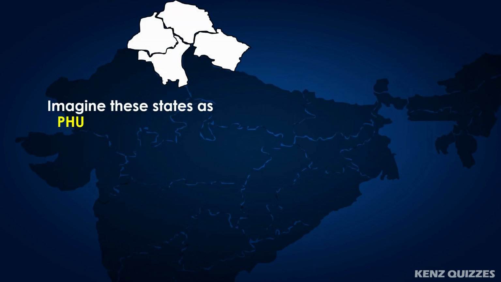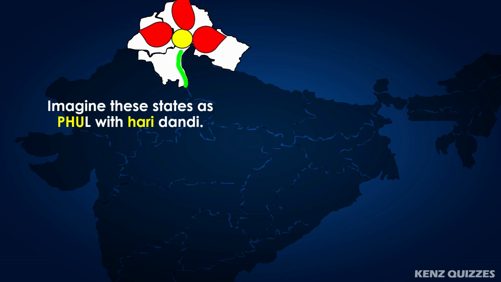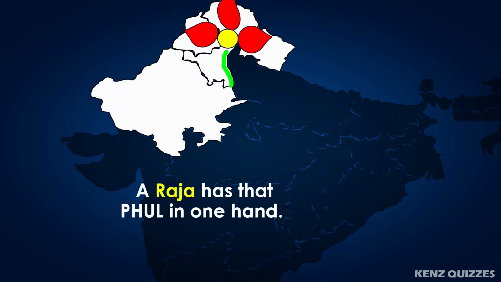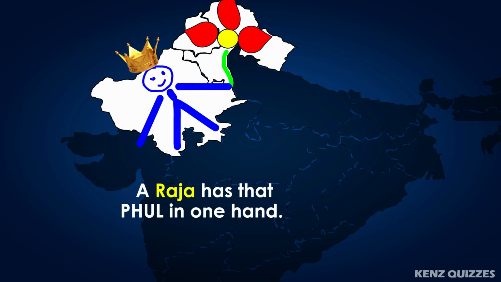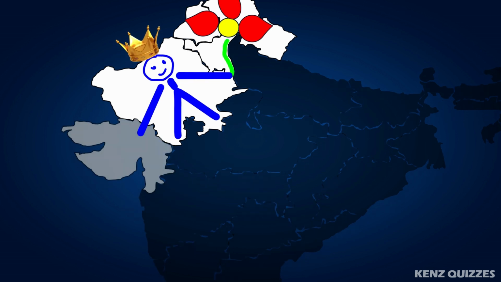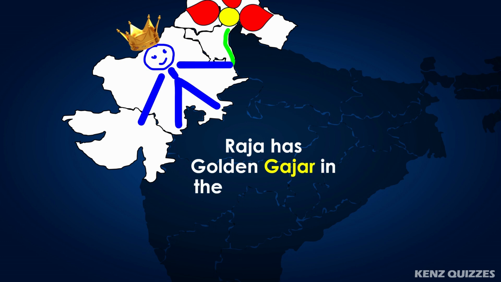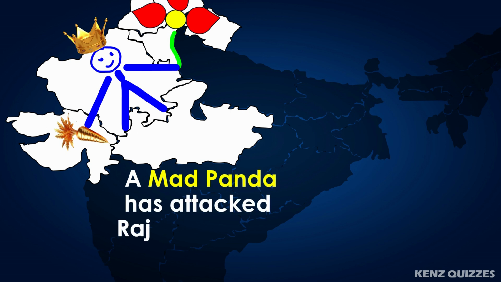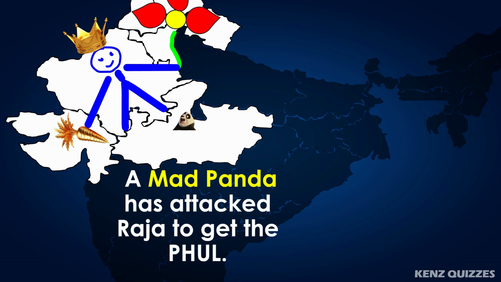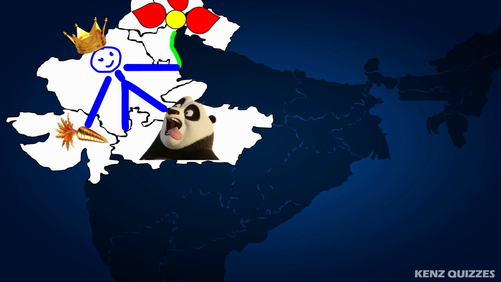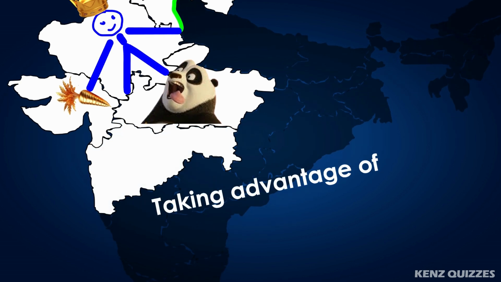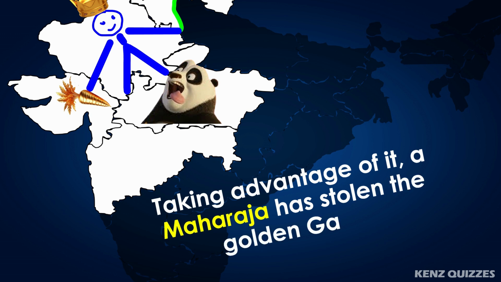Imagine these states as pool with Hari Dandi. A Raja has that pool in one hand. Raja has golden gajar in the other hand. A maid panda has attacked Raja to get the pool. Now Raja has become nervous. Taking advantage of it, a Maharaja has stolen the golden gajar.